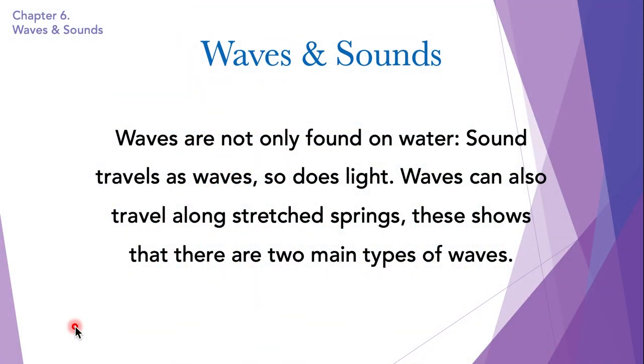So waves are not only found on water. Sound travels as waves as well, and so does light. Waves can also travel along stretched springs, and these show that there are two main types of waves. Let's look at them right away. The two main types of waves are the transverse waves and the longitudinal waves. First, we're going to look at transverse waves.